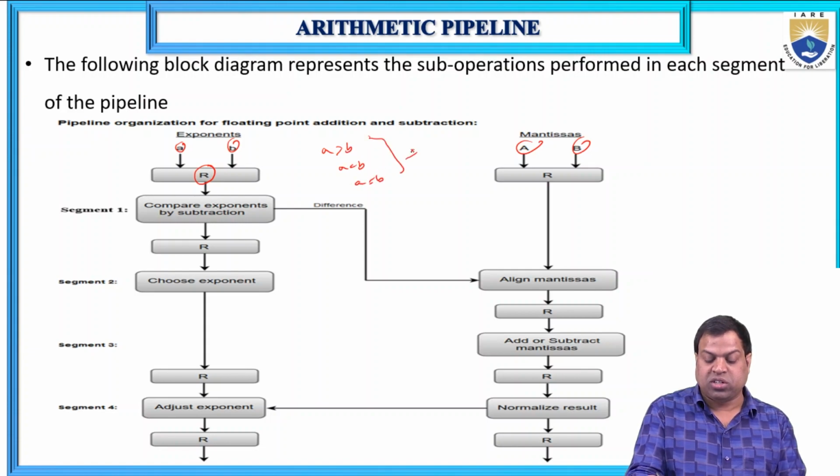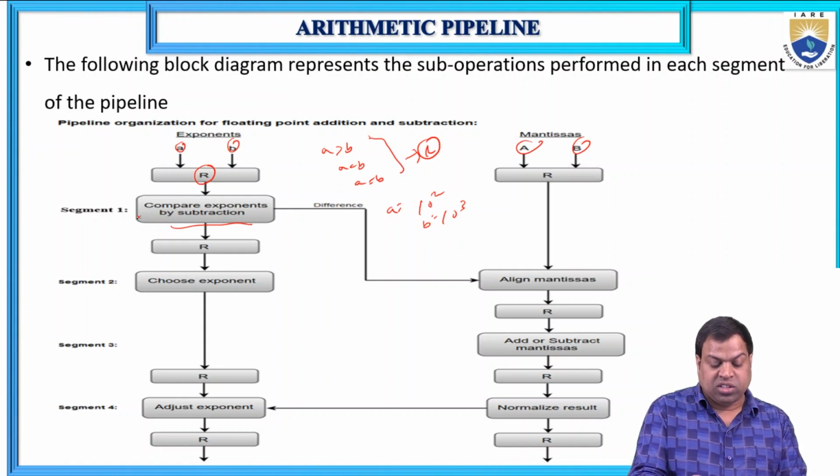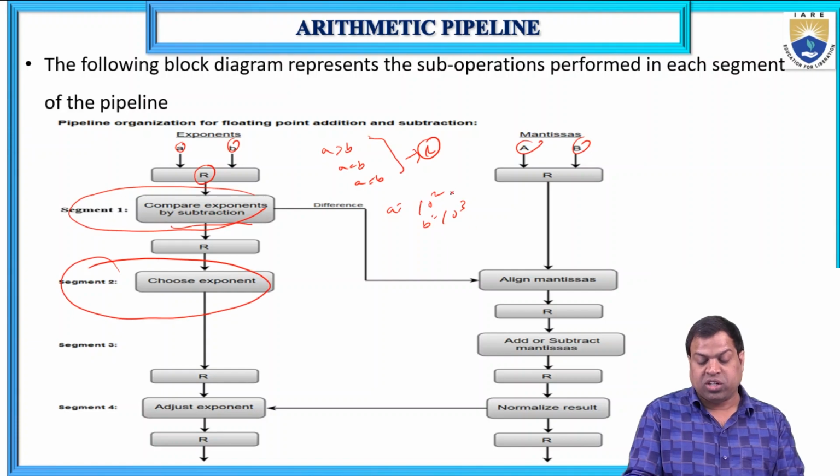For this comparison, I need one register, to compare the exponents by subtraction. Suppose a equal to 10 square and b equal to 10 cube, so it is 2 and it is 3. We have to compare which one is larger or equal. Equal means no problem. If less than or greater than, we have to compare and balance. In segment 1, we are comparing. In segment 2, we are choosing the exponent. Both have to be the same.